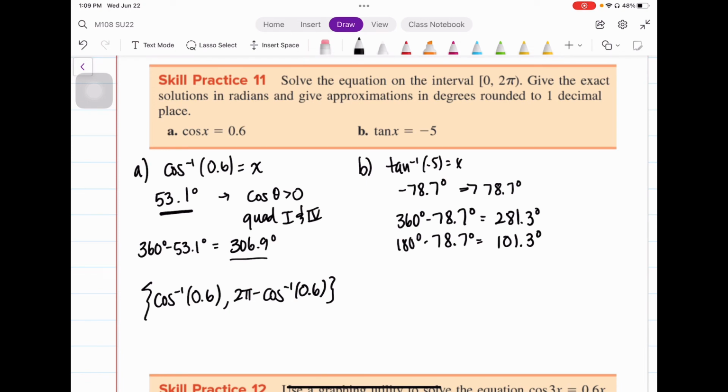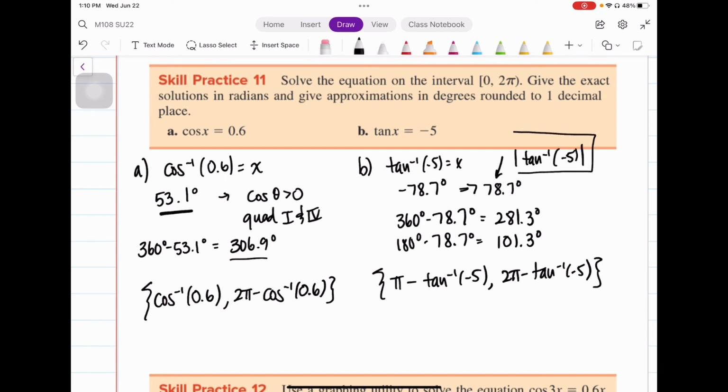Same thing for radians. Instead of saying 360 degrees, I'm going to say 2 pi. Instead of 180 degrees, I'm going to say pi. Or instead of 78.7 degrees, I'm going to say inverse tangent negative 5. So I'm going to have pi minus the inverse tangent of negative 5 and 2 pi minus the inverse tangent of negative 5. And again, just showing you that this is the reference angle that I was using. And that's your solution.